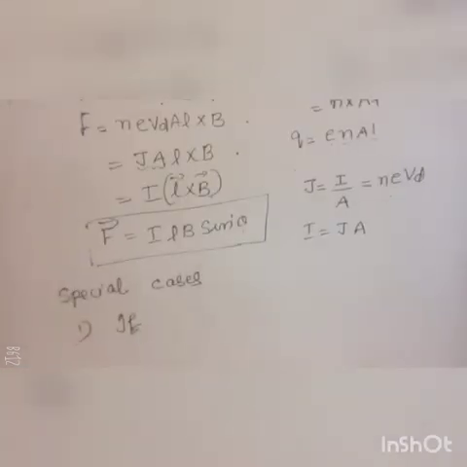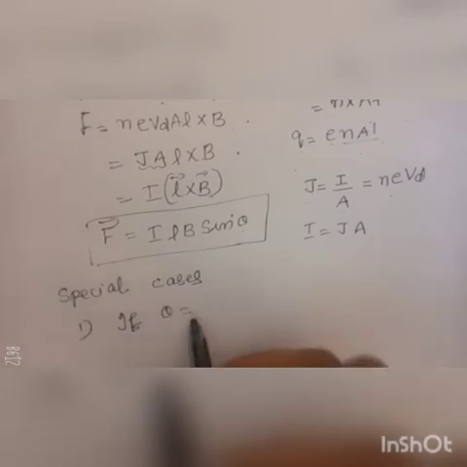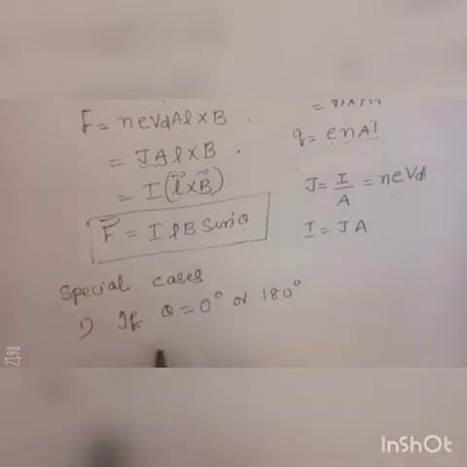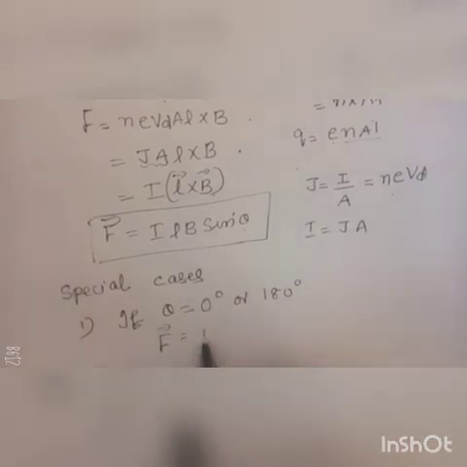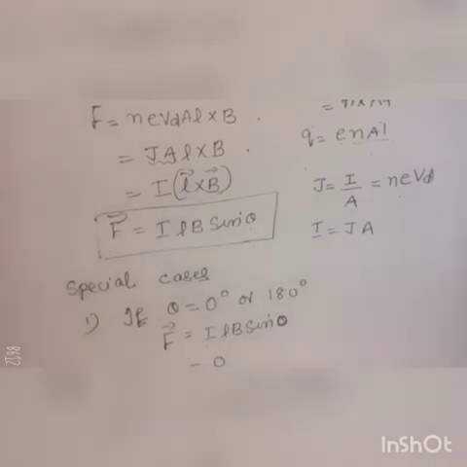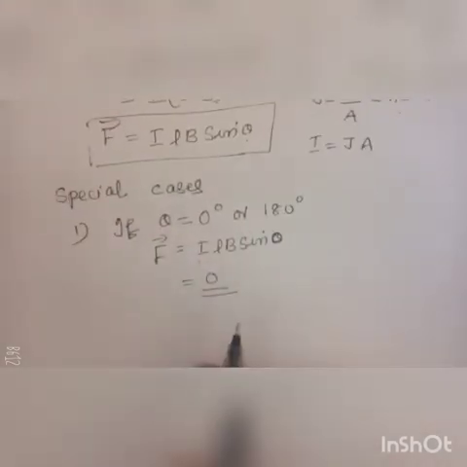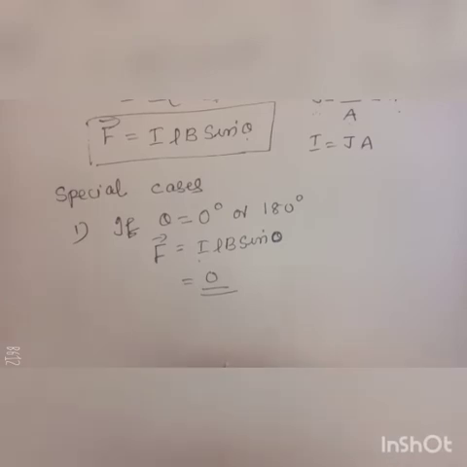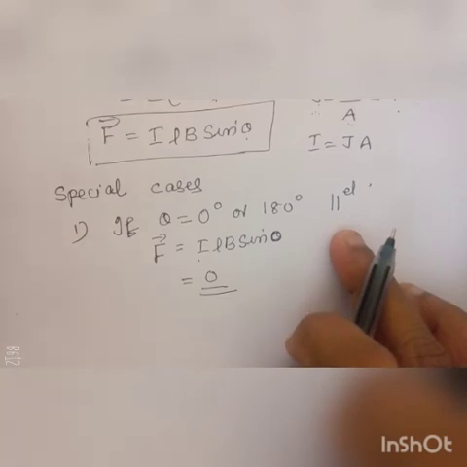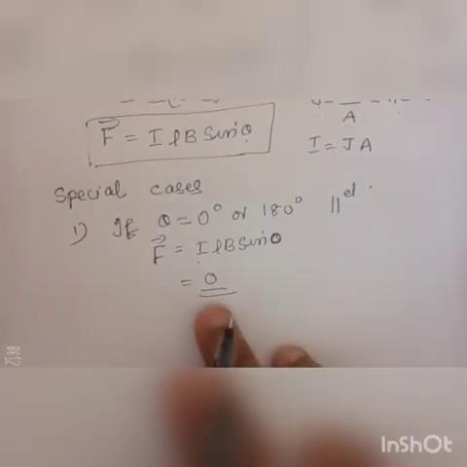The first case is if theta is equal to 0 degree or 180 degree. What happens to F? The magnetic Lorentz force F is equal to I L B sin 0. Sin 0 means 0, so F is equal to 0. Thus a current carrying conductor placed parallel to the direction of the magnetic field does not experience any force.